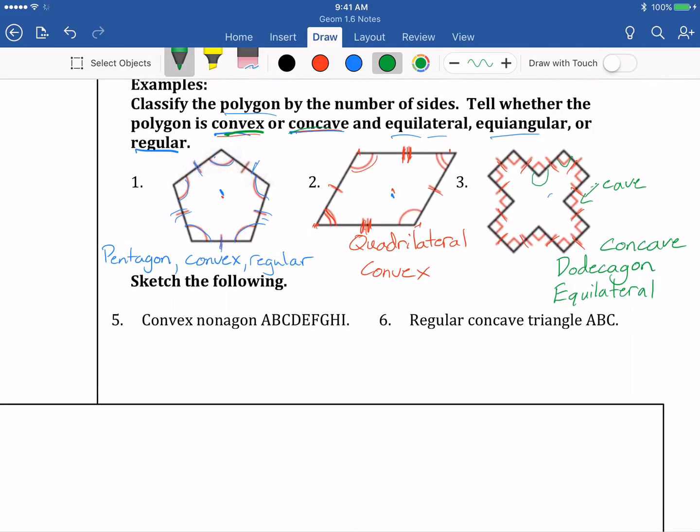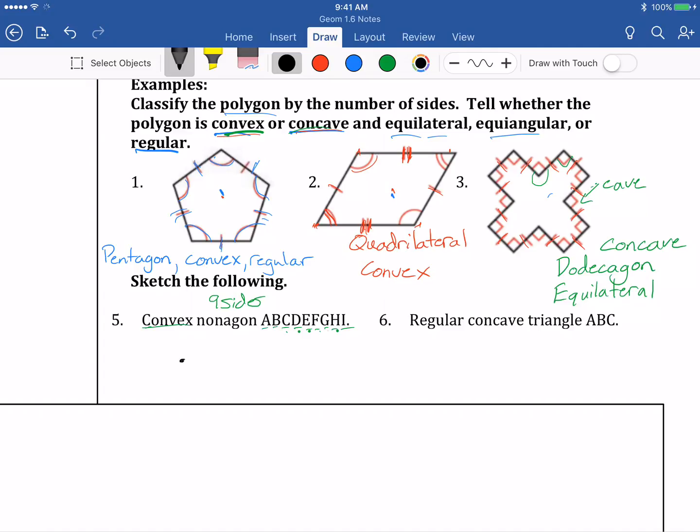Good. So next one, sketch the following: a convex, so that means this one's not going to have any caves, nonagon. So how many sides does that mean? That means we have 9 sides. That is A, B, C, D, E, F, G, H, I. All right, so what I like to do is evenly space these points all the way around. So I know that I have 1, 2, 3, 4, 5, 6, 7, 8, 9 points here. So I'm going to evenly space those around in kind of a circle.